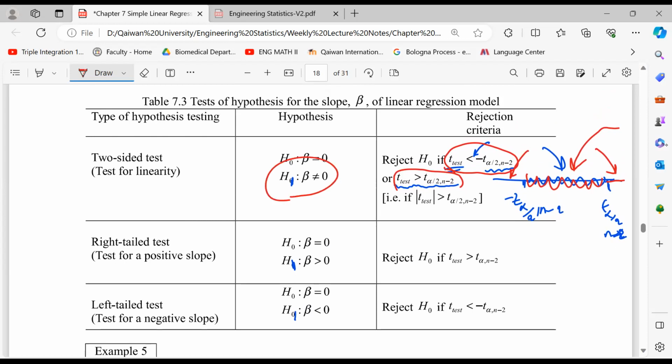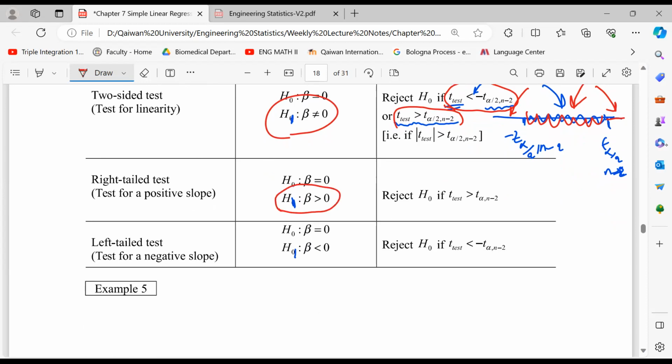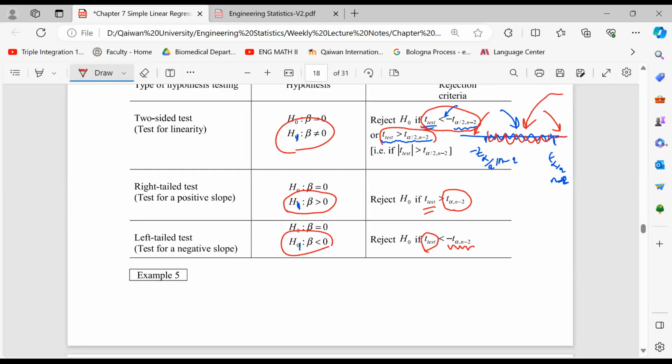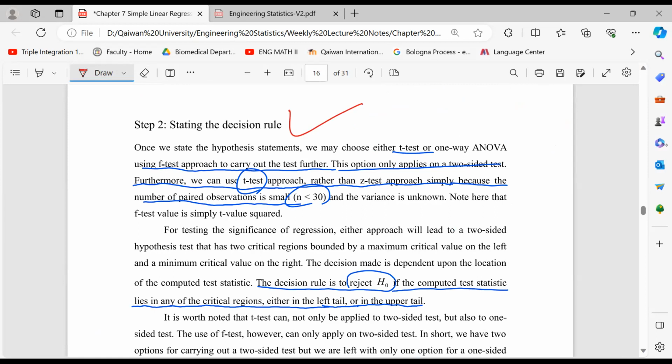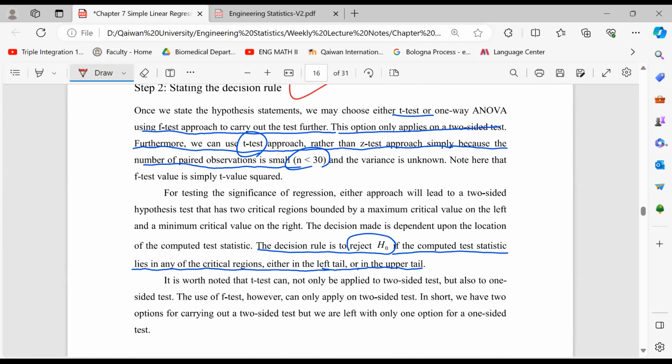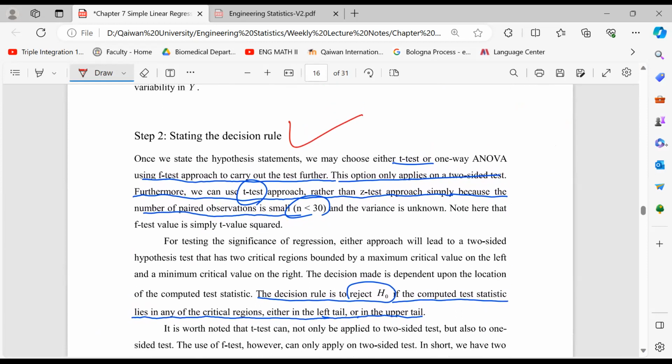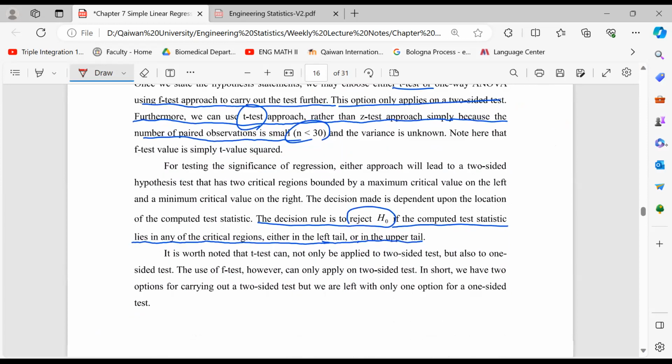What if it's one-sided and positive? If the t statistic is greater than t of alpha and n minus 2, we reject H naught. And for the left or negative one, if the t statistic is less than minus t of alpha and n minus 2, we reject H naught. If not, we fail to reject H naught. We have these three cases for stating the decision rule. We just write down the decision: for both sides, less than minus t or greater than t of alpha over 2 and n minus 2, and for one side we write down the condition.